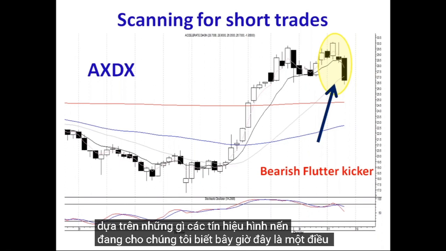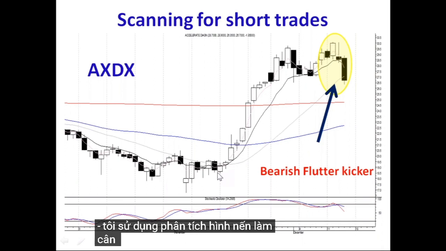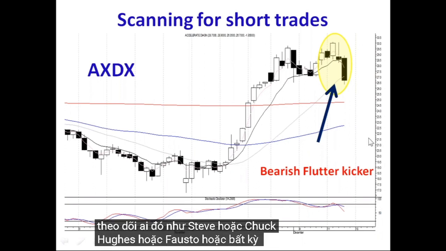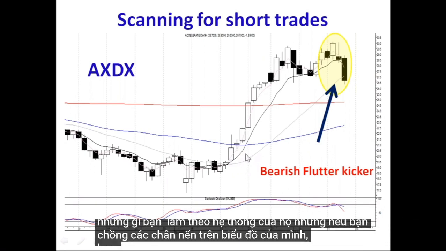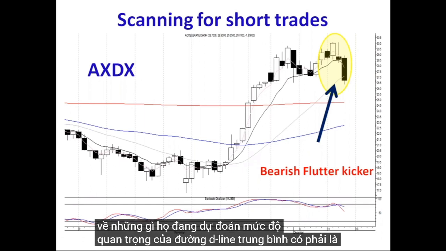Now, here's another thing too. I use candlestick analysis as my primary consideration. If you're following somebody like Steve or Chuck Hughes or Fausto or any of those guys, follow their system. But if you overlay candlesticks on your charts, you're going to have a much more clear analysis of what they're projecting.